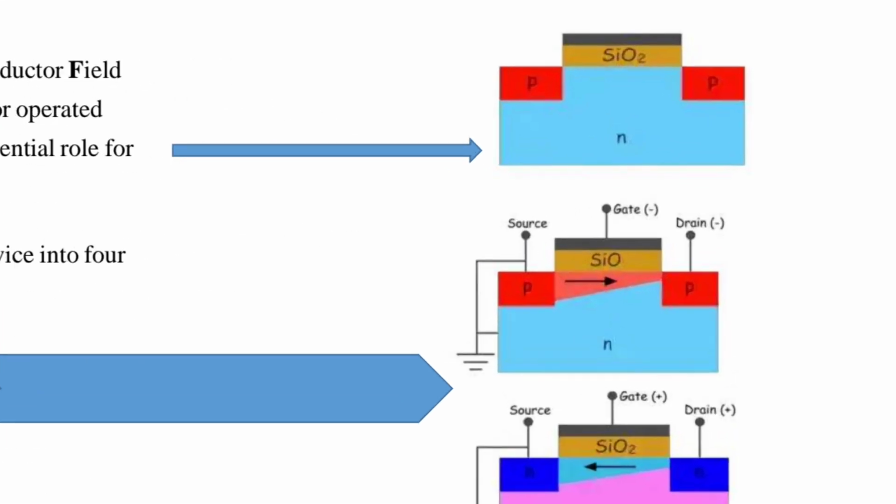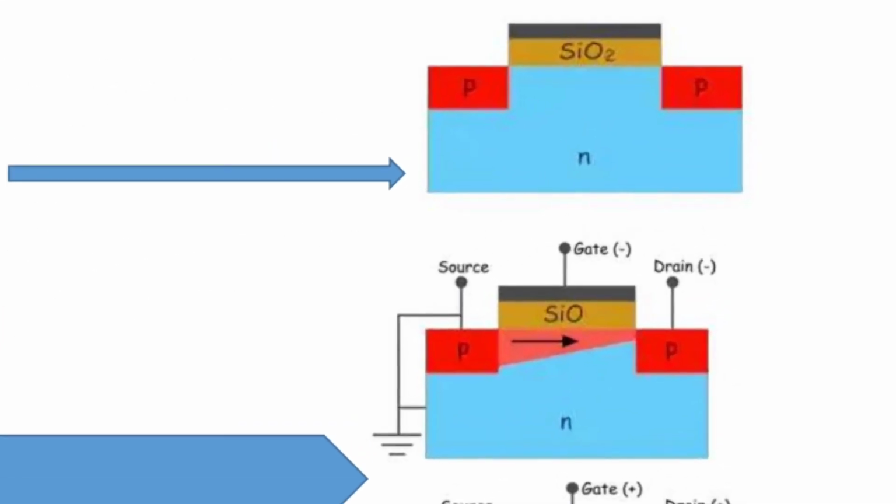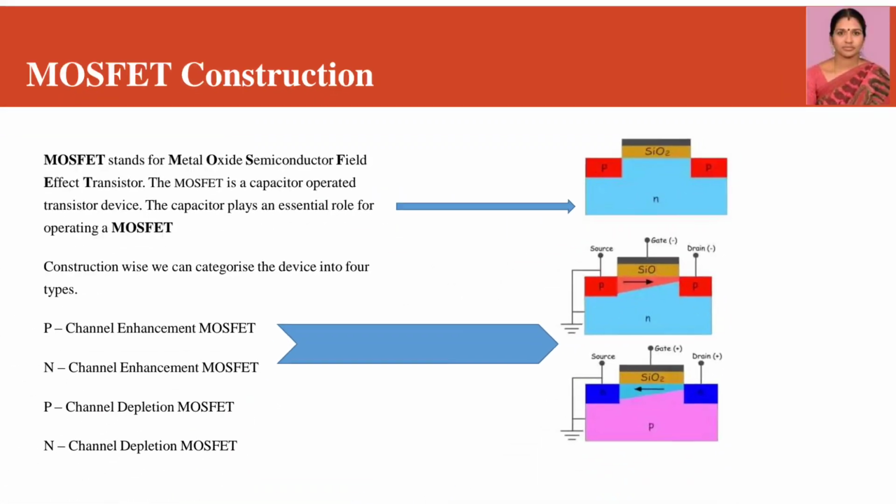In this diagram, there is an N substrate. On this N substrate, heavily doped P regions are formed. Above the P region, there is a silicon dioxide layer. In this layer, there is an aluminum plate which is pasted on the top of the silicon dioxide layer. So the silicon dioxide layer acts as a dielectric medium, and the aluminum plate and the substrate act as electrodes. So MOSFET acts as a capacitor.